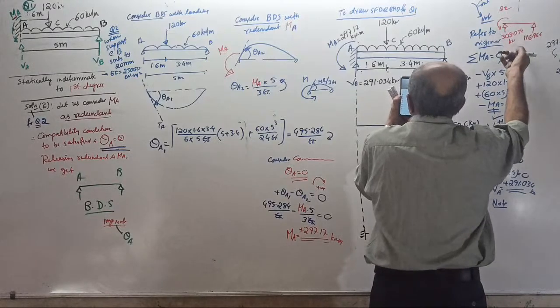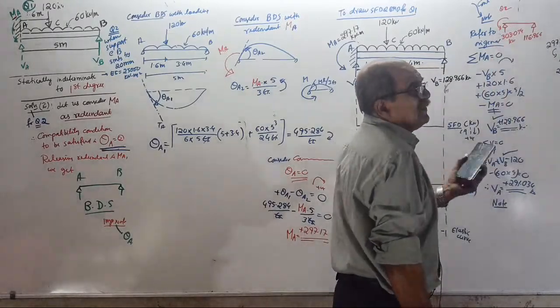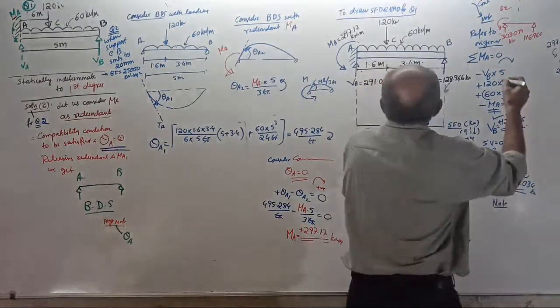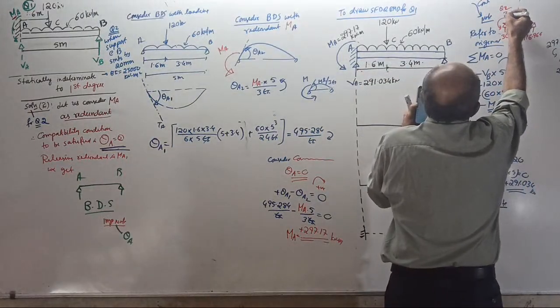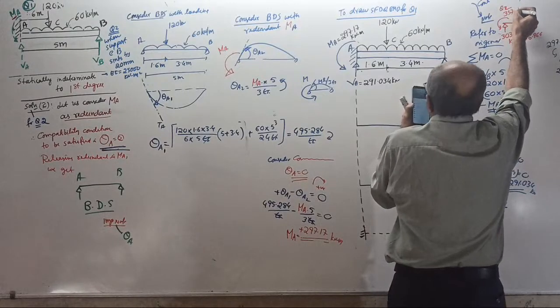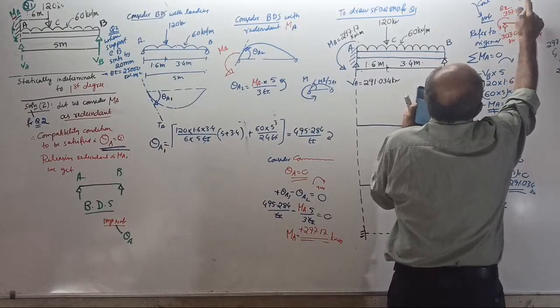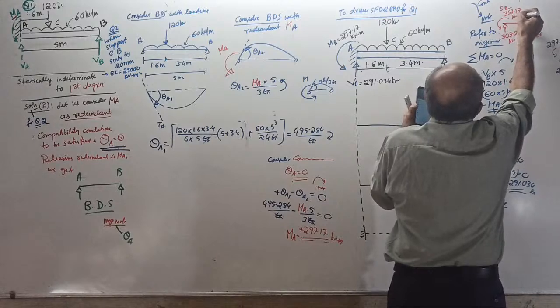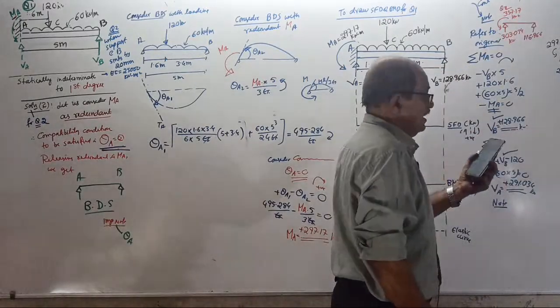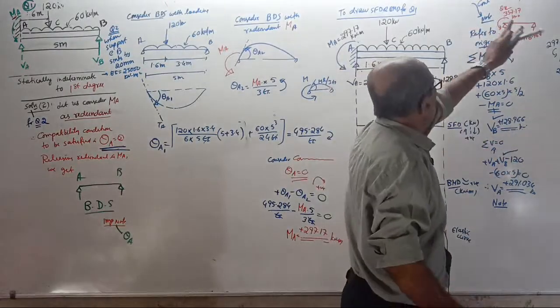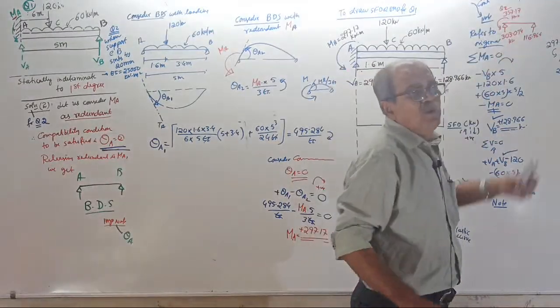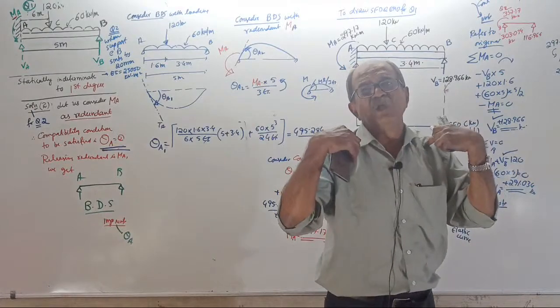For the second question, 303.034. Correct? And this reacting moment came 60 more. 357.17 kilonewton meter came for the second question. Correct? Tell me, correct or not? Why 60 more? Why 12 less? Why 12 more? That is my personal knowledge.